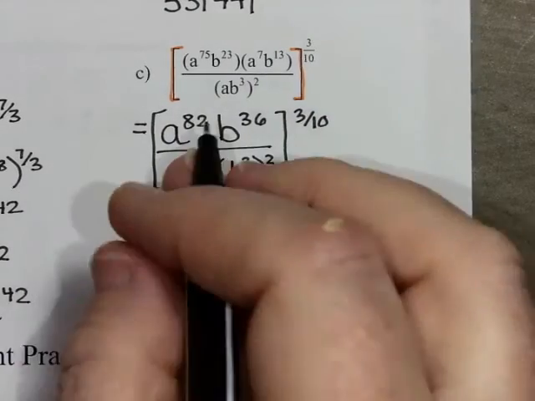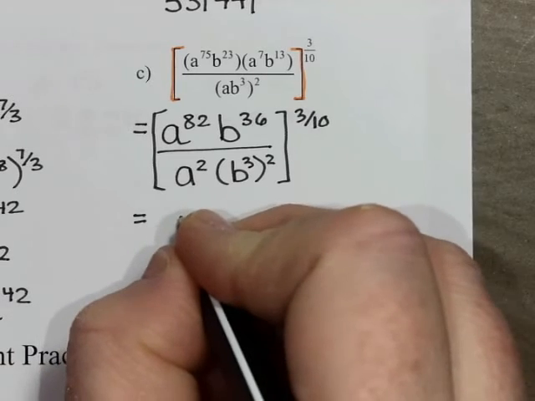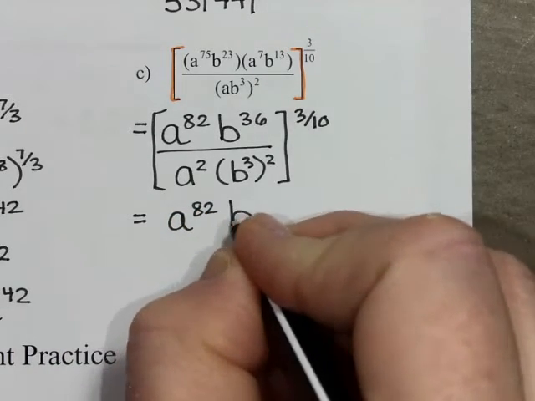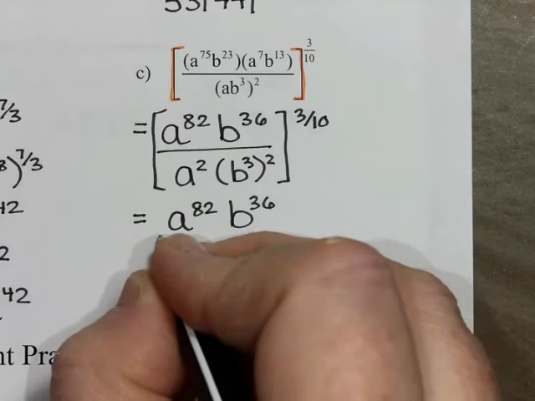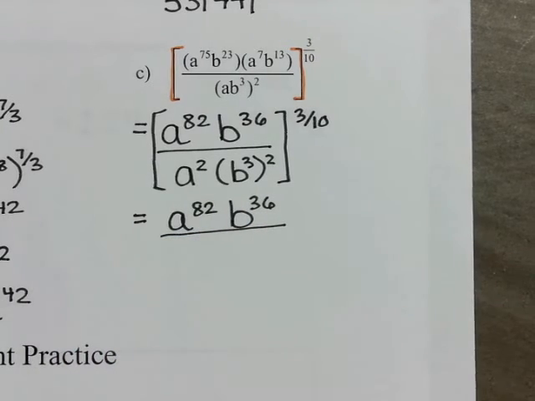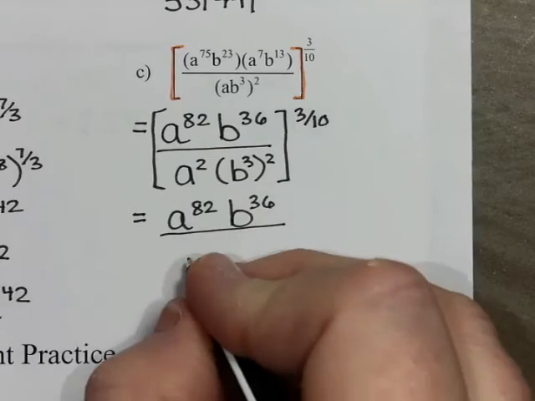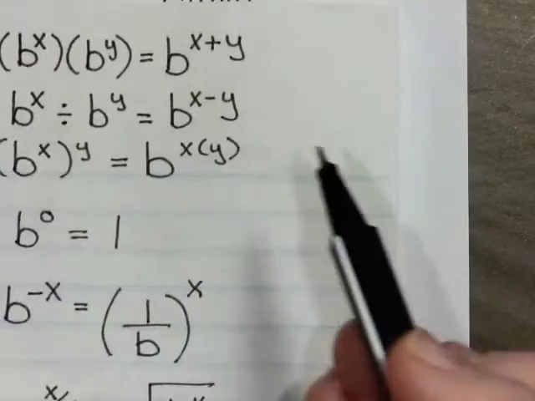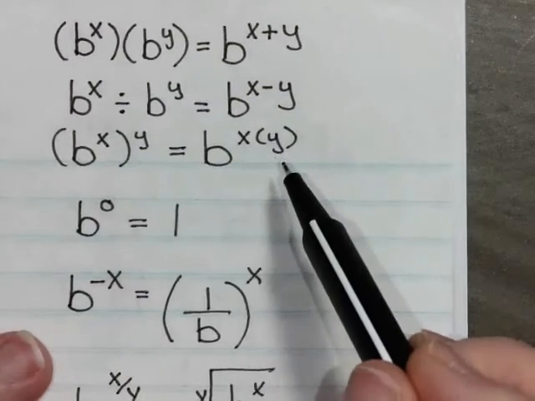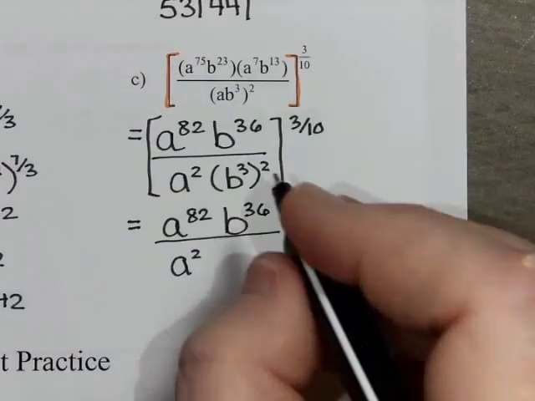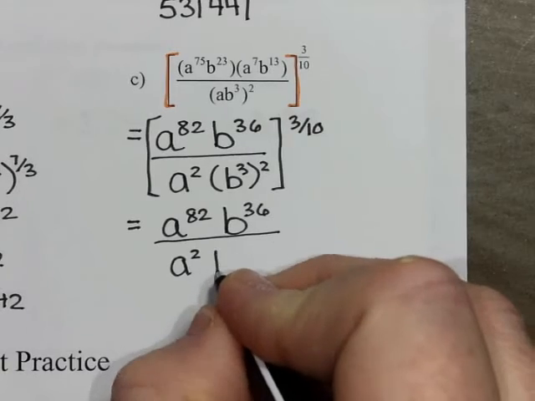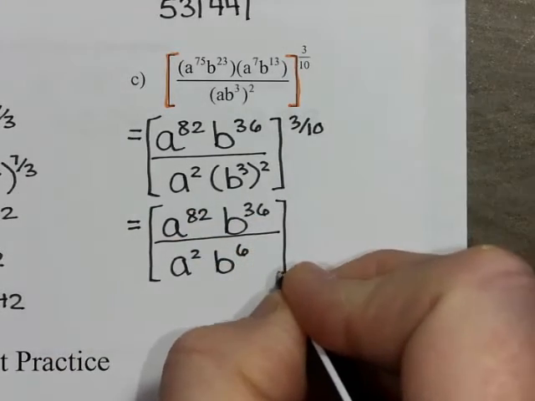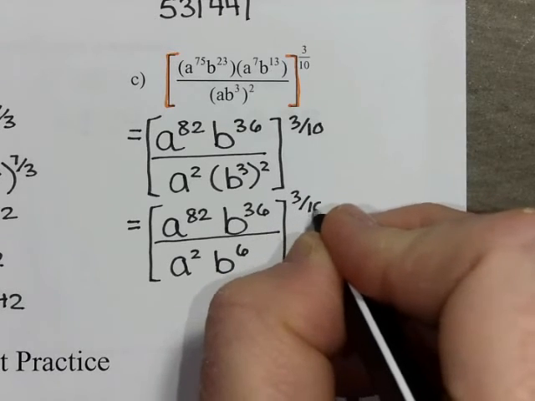I'm not done with the denominator yet. I still have to figure out what's happening with that b. So I'm going to copy down the numerator, a to the 82 over b to the 36. In the denominator, the a squared is fine. The b to the 3 to the 2, anytime you have one base with two powers, we multiply those exponents together. So 3 times 2 is 6. And that is in a bracket to the power of 3 over 10.